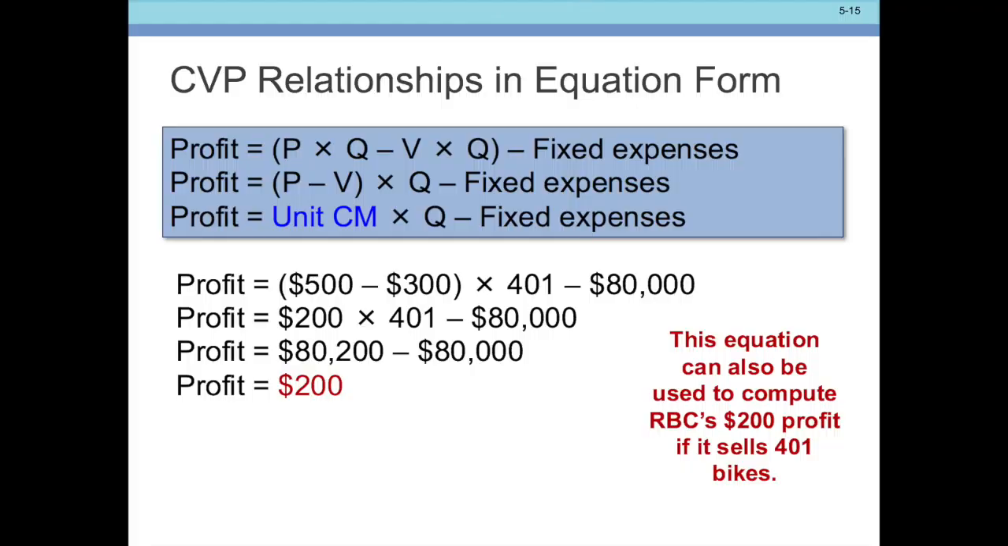So when you look at how we came up with profit in the last situation, the profit was the $200 contribution margin times the 401 bikes, which is $80,200, minus the $80,000 fixed costs, which is $200. So the easy way to write out the equation is 200 times 401 minus 80,000, which gives you your profit for the entire situation. The $200 contribution margin in this case is really important to know because it shortcuts doing all of the balance sheets and income statements. You don't even have to do an income statement.